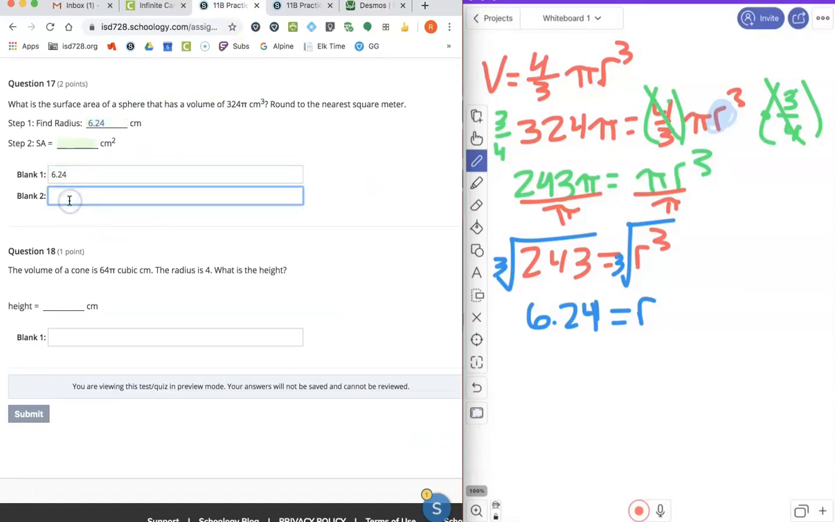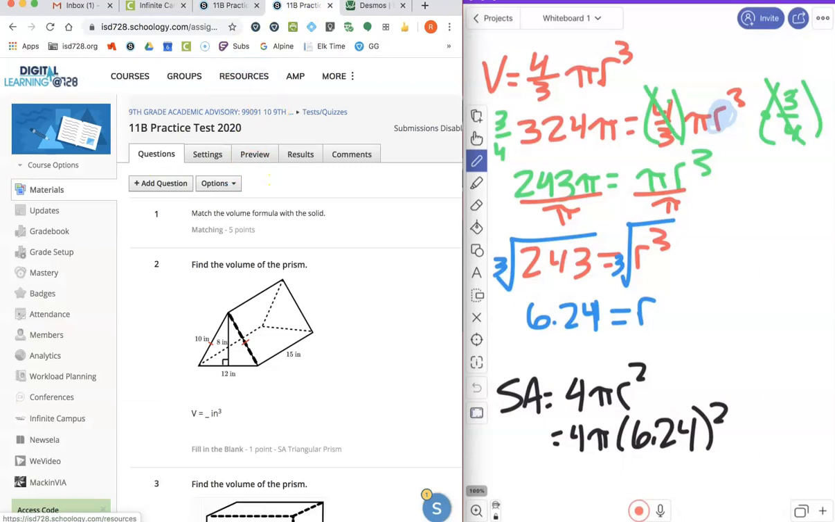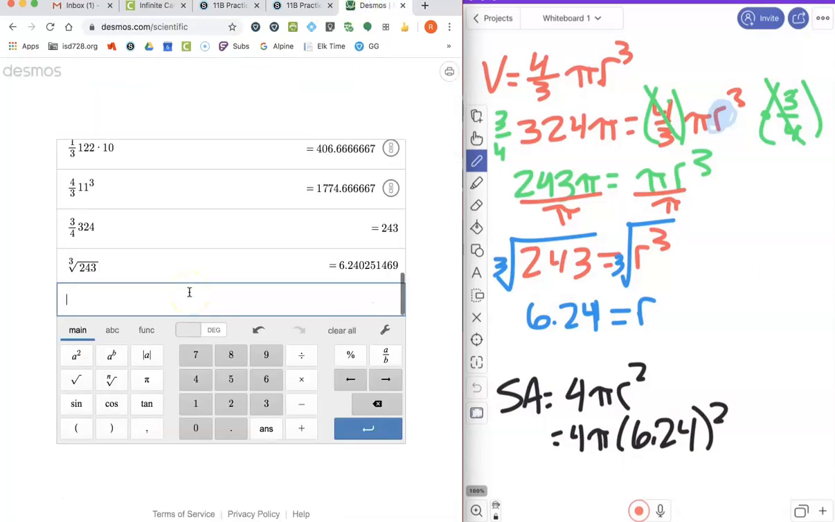All right, now the surface area stuff isn't so hard. So step 2, this was from last chapter now. The surface area of a sphere is 4 pi r squared. So that's equal to 4 pi times 6.24 squared. So that's just calculator work. Let's see, here we go.